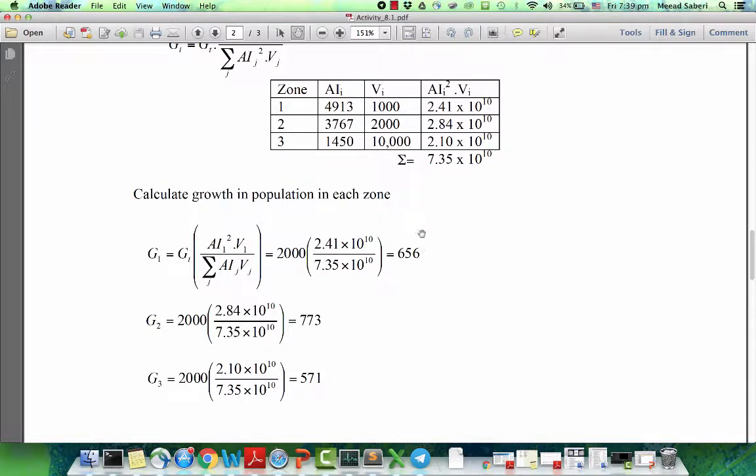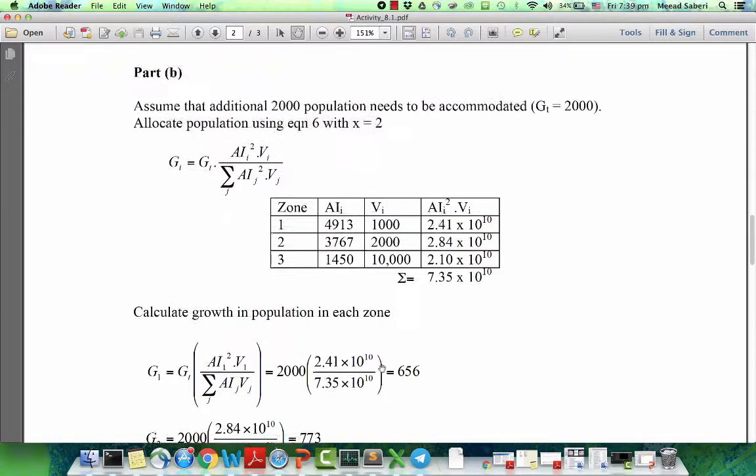This means zone 1 will have 650 plus people living in it, in addition to the existing number of residents. G2 will have an additional 770 people, and G3 will have an additional 575 people living in the zone.